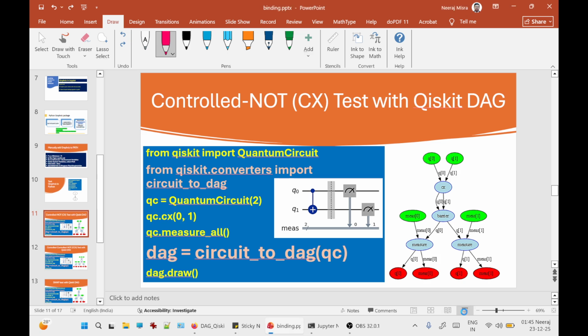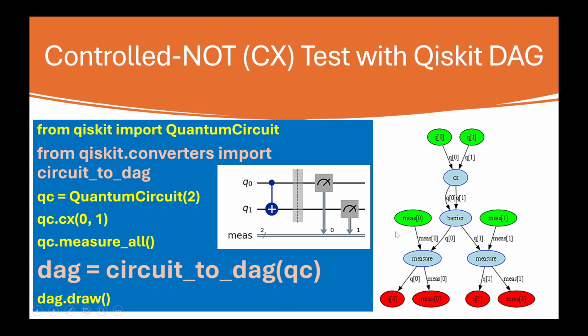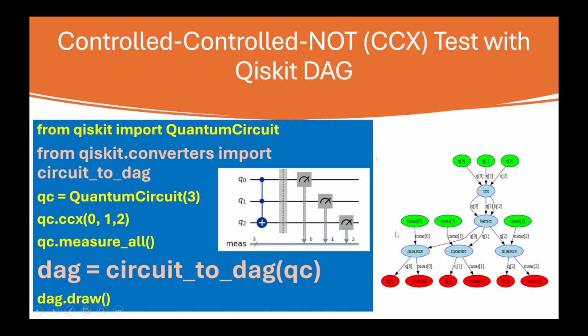So let's move on to implement more quantum circuits in a Jupyter notebook with the DAG graph. In this slide, I'm going to discuss another quantum gate, the CCX gate, which is known as a controlled-controlled NOT gate. In this gate, there are two control points. This is a control point, and this is a target. These three are the measurement lines.